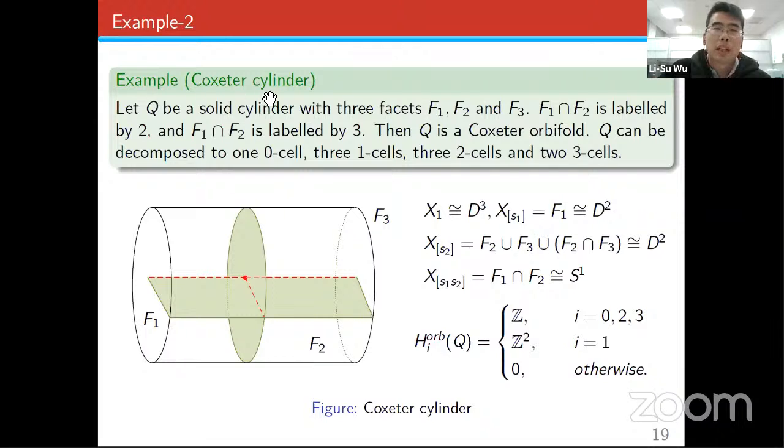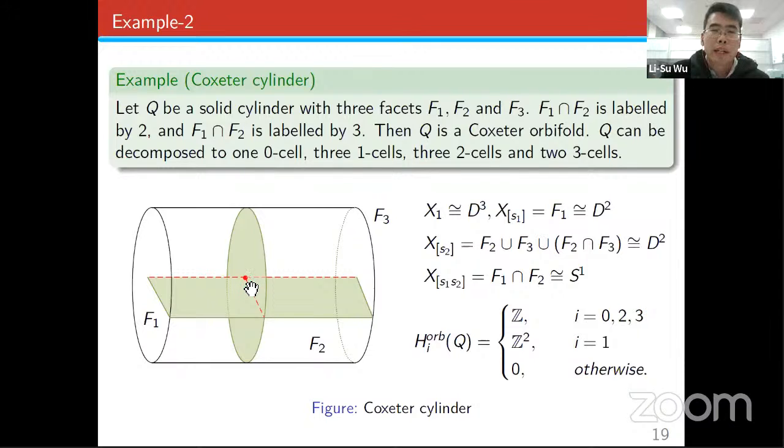The second example is a Coxeter cylinder. Let Q be a solid cylinder with three faces, F1, F2, and F3, where F1 intersects with F2 in this circle. We label lambda by 2, which means its local group is D2, and this lambda is labeled by 3, which means F2 intersects with F3 and the local group is a dihedral group with m equal to 3. Then this solid cylinder is a Coxeter orbifold. Then we can give it a cellular decomposition like this.